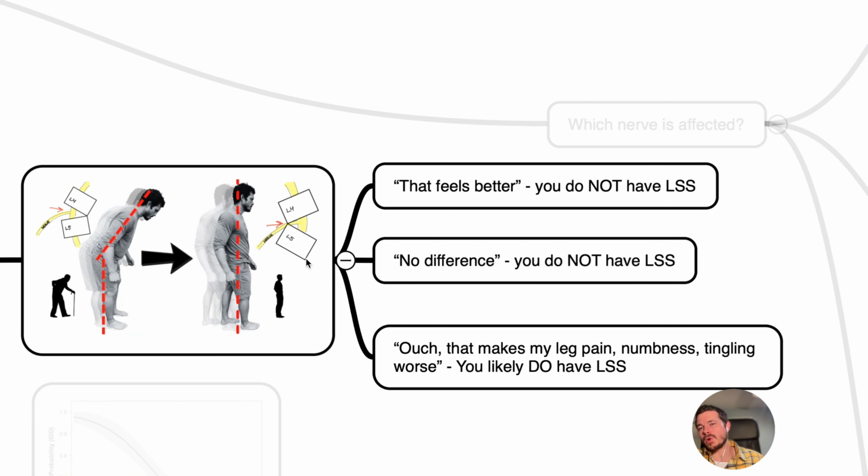It's the fact that the more upright you are, the less your muscular system has to work. If you have no difference the more upright you are, then you do not have lumbar spinal stenosis, because this should make it worse. And if you say, ouch, Charlie, nope, that does make my leg pain, numbness, tingling worse, then you likely do have lumbar spinal stenosis, LSS, due to neurogenic claudication.